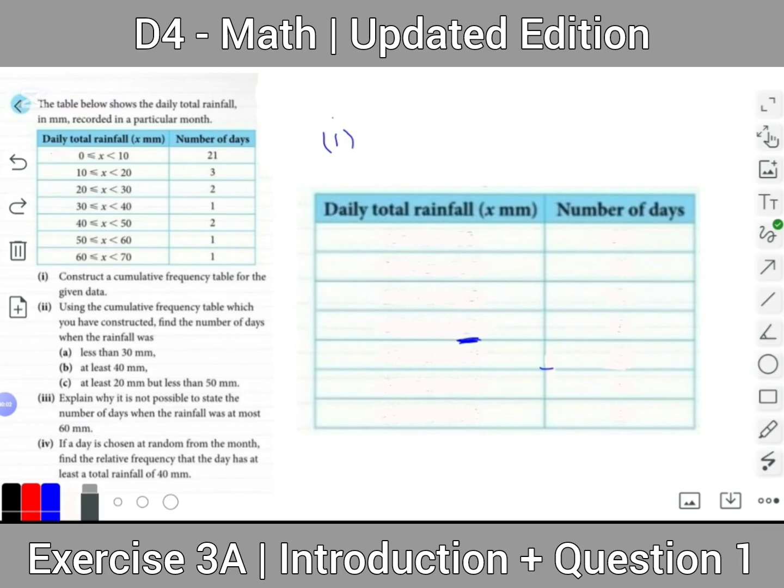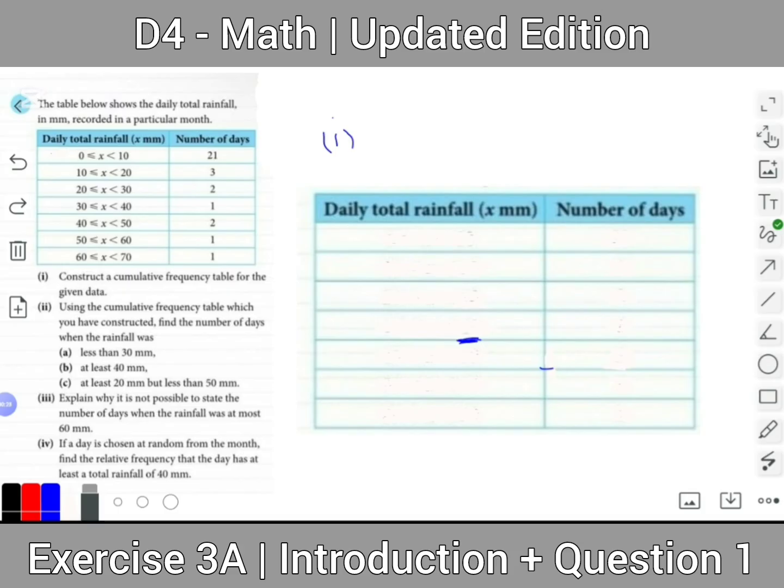Now in question 2, the table shows the daily total rainfall in millimeters recorded in a particular month. So we have the daily total rainfall in terms of millimeters. Now this particular data is grouped data because it is divided into small groups or class intervals, and every class interval has a class size of 10.